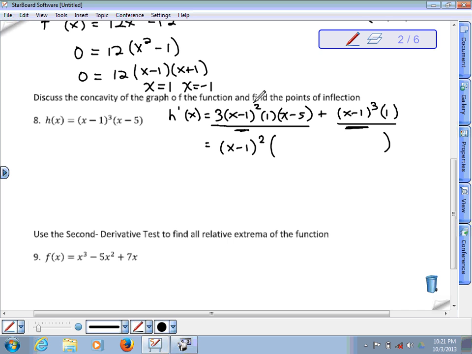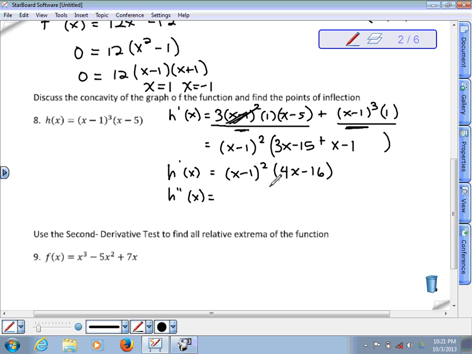So if x minus 1 squared is factored out from this part of the first derivative, what that leaves is 3 times quantity x minus 5, which becomes 3x minus 15. Now, from this part, if we factor out x minus 1 squared, that just leaves an x minus 1. Simplifying a little bit, either side of there gives us 4x minus 16. That's the first derivative.